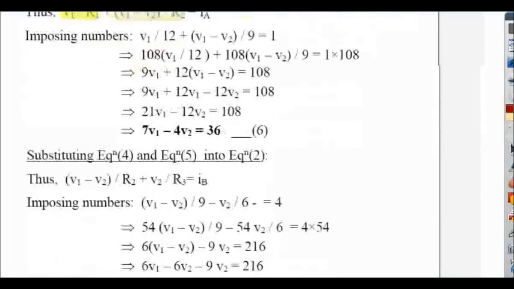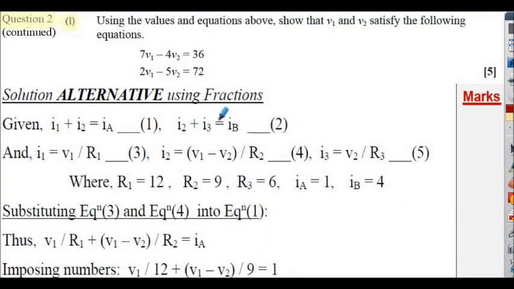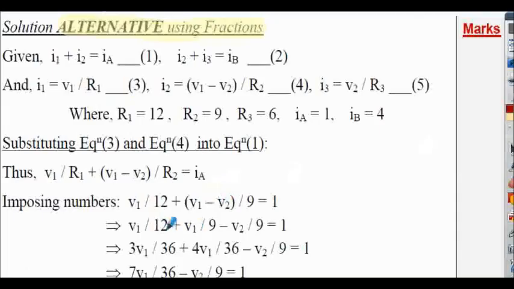And here's the second part of the solution to generate the second equation given. And question 2, part 1 continued. This is purely an alternative solution using fractions. So you can see here, instead of multiplying throughout by 108, I've actually placed the V1 and V2 in terms of fractions.